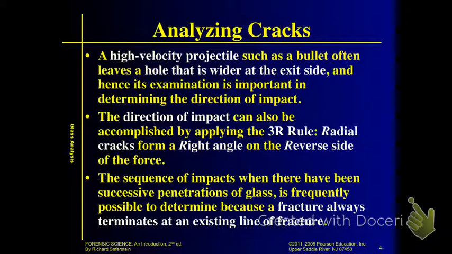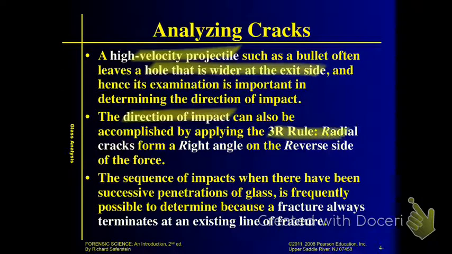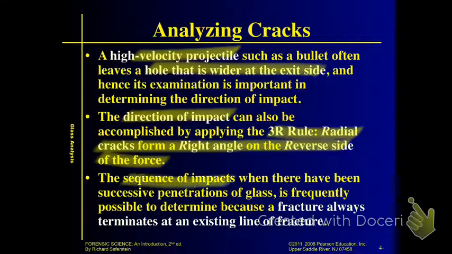A high velocity projectile, like a bullet, will leave a hole that's wider on the exit side. That's interesting to know. The direction of impact can also be accomplished by remembering the 3R rule. Radial cracks form a right angle on the reverse side of the force. We'll take a look at that in lab. The sequence of impacts, like I said on the previous slide, is possible to determine because a fracture always terminates at an existing line of fracture.